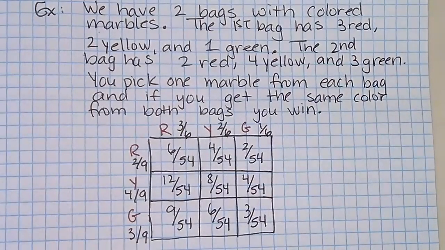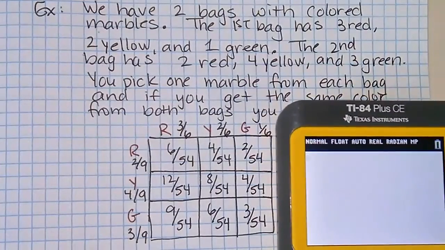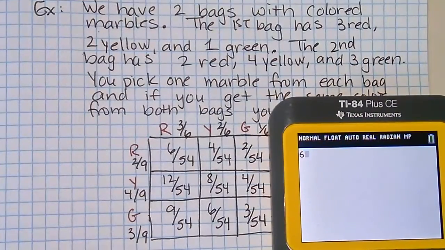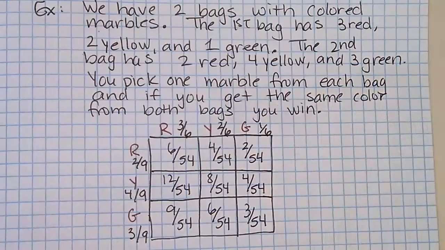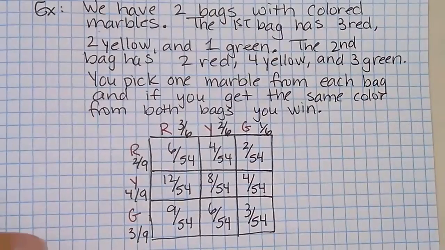Now, I didn't reduce this. I kept everything as 54ths. So 6 plus 4 plus 2 plus 12 plus 8 plus 4 plus 9 plus 6 plus 3. I should be getting 54 54ths, and I do. So that adds up to a whole. So you want to make sure that is true.